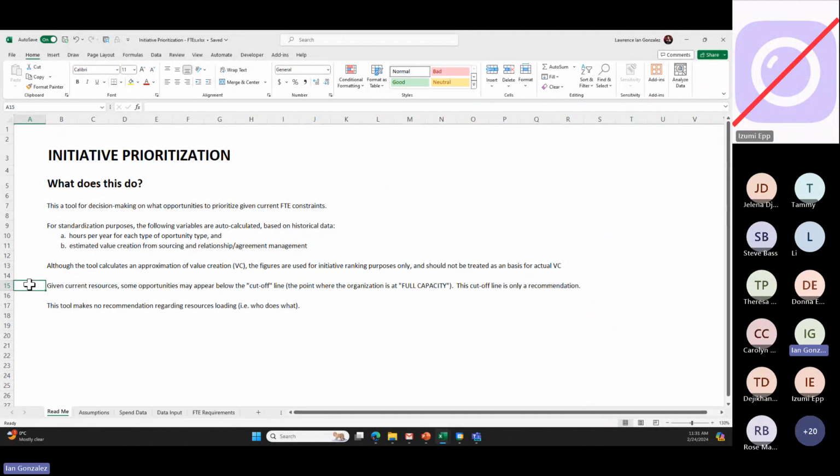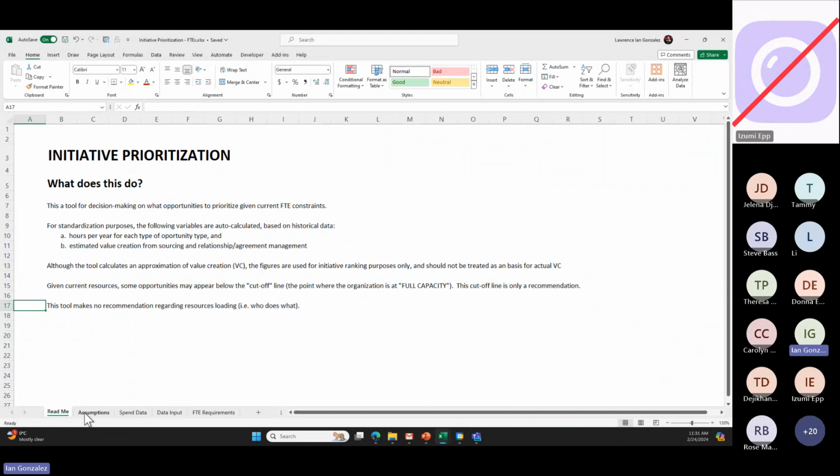Given current resources, some opportunities may appear below the cutoff line, the point where the organization is at full capacity. This cutoff line is only a recommendation, because there's no human intuition here. And this tool makes no recommendations regarding resource loading or who does what. That's still up to you.